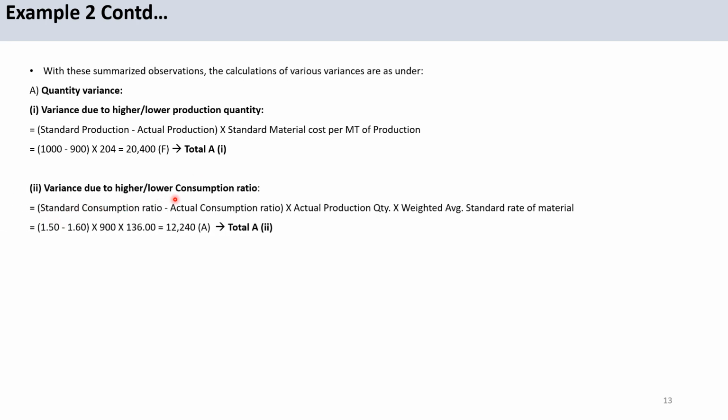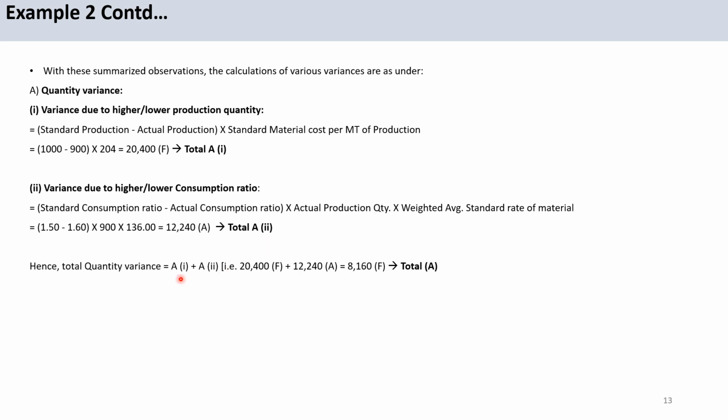Now the variance due to higher or lower consumption ratios will be calculated as such. The standard consumption ratio is 1.5. The actual consumption ratio is 1.6 tons per metric ton of production. So we consumed more. There is a loss of 0.1 tons per metric ton, and total actual production quantity is 900 metric tons. So 0.1 multiplied by 900 times the weighted average standard rate of material, which is $136, as we saw in the table. So a total of $12,240 is the adverse variance due to higher consumption ratios.